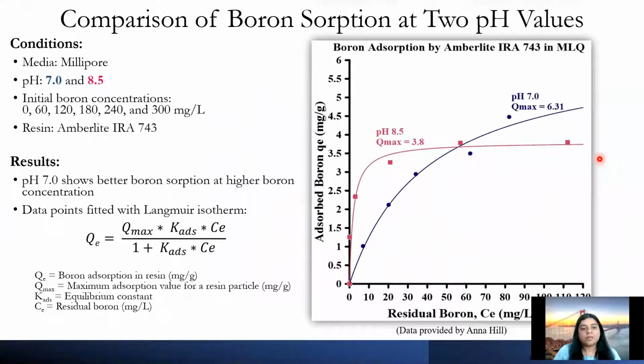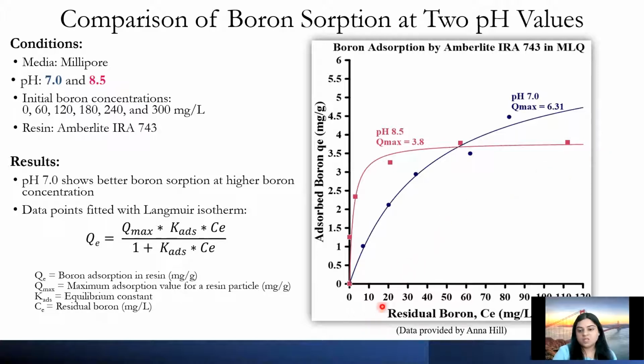First goal was to compare boron adsorption at 2 pH values. The media used was millipore water. The pH tested were pH 7 and 8.5. Initial boron concentration was 0, 60, 120, 180, 240, and 300 milligrams per liter. And the resin tested was Amberlite IRA 743. Let's see the graph here.